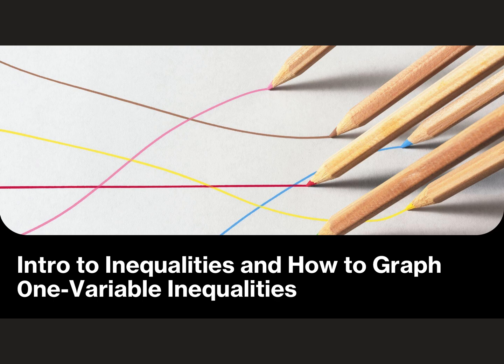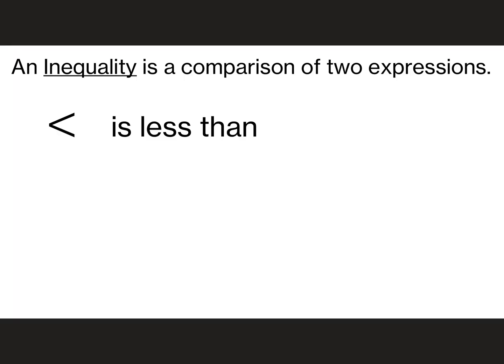Today I'm going to give you an intro to inequalities and teach you how to graph one variable inequalities. An inequality is a comparison between two expressions. So I have four inequality signs. The first one here is a less than sign. You might say 2 is less than 5, just like that. So it points to the smaller number and its open end is to the larger number.